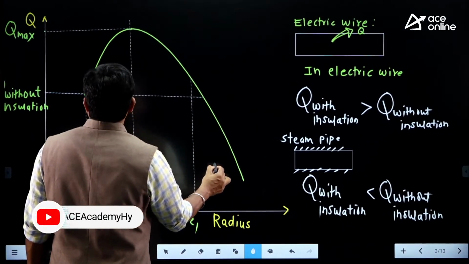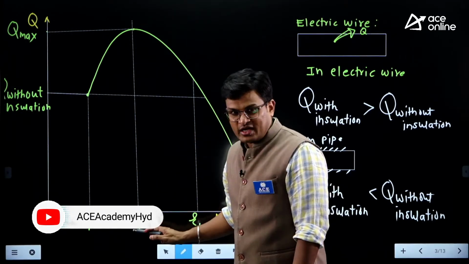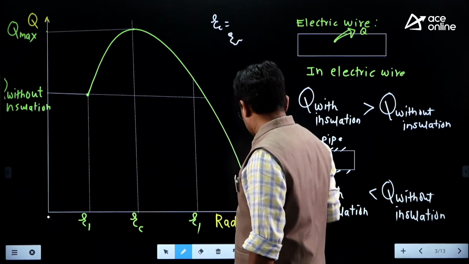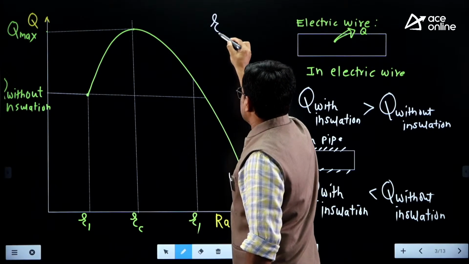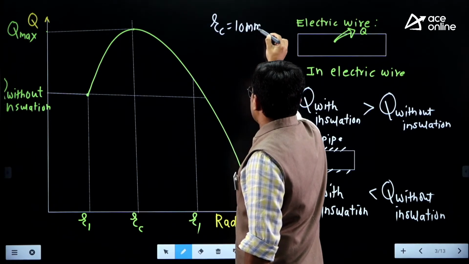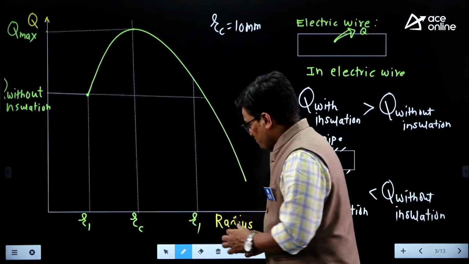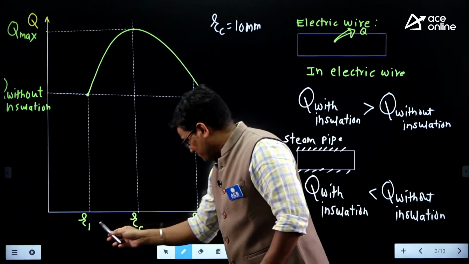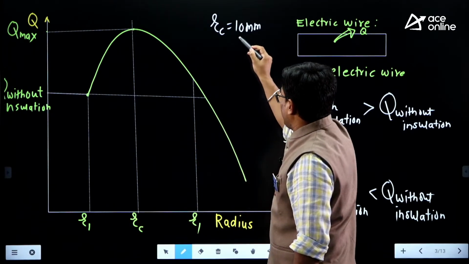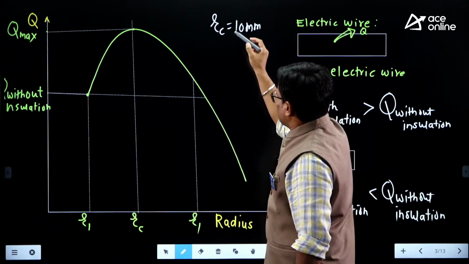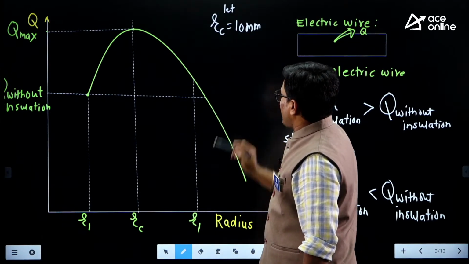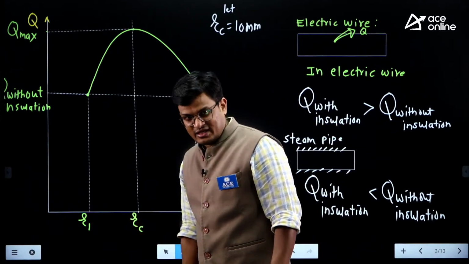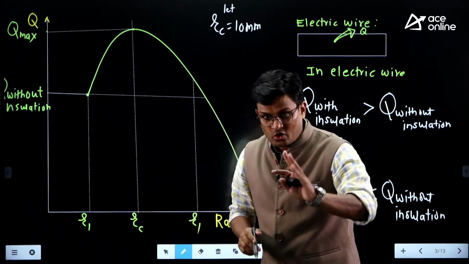Give me a second. Okay, so what you need to do, whatever your RC value is. Let us say in an electric wire your RC is 10 mm. Either you have the choice to manufacture less than RC, because our aim is to enhance the heat transfer. So let us assume RC is 10 mm. You can manufacture either less than RC or greater than RC, no problem.